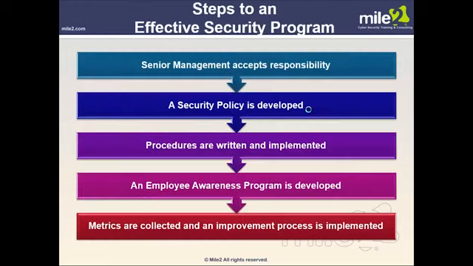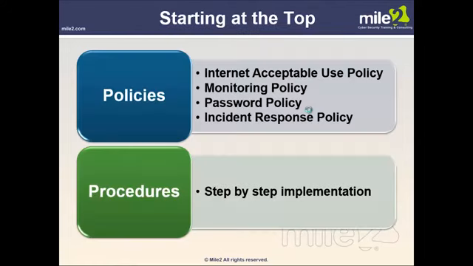Now, when it comes down to the steps to have an effective security program, we start with senior management, which generally will accept responsibility. We have a security policy, which is developed. We have procedures, which are written and implemented. An employee awareness program is developed. We also have metrics, which are collected, and an improvement process is then implemented. So let's take a look at some of that in greater detail.